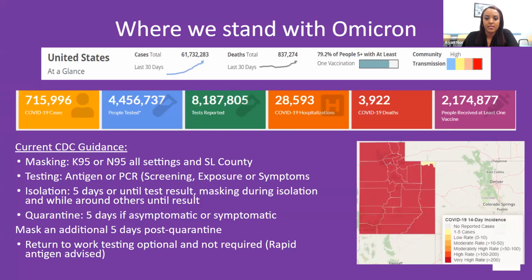Make sure you are masking, even at home if you live with others. If you have to quarantine, quarantine means staying in when you've been exposed, and isolation is staying in when you've tested positive. So 5 days as well, whether you're asymptomatic or symptomatic. And then for 5 days after that, you still want to wear your mask. In terms of returning to work, testing for that is no longer required. It is optional, and there are rapid antigen tests for that.